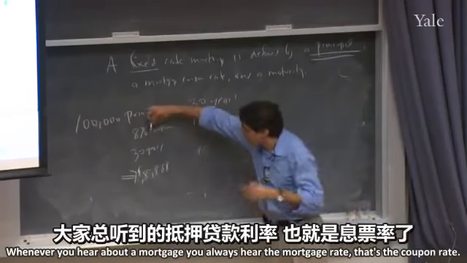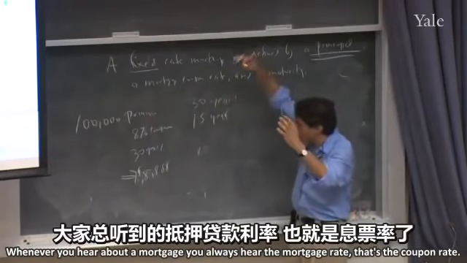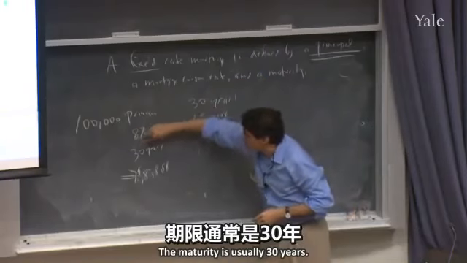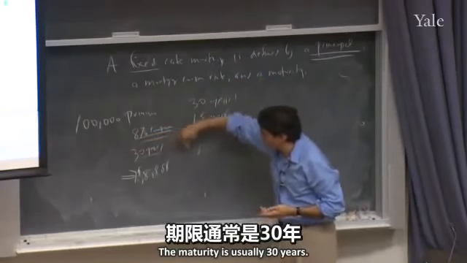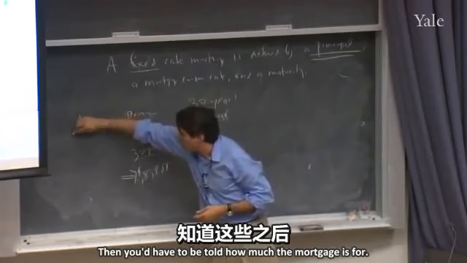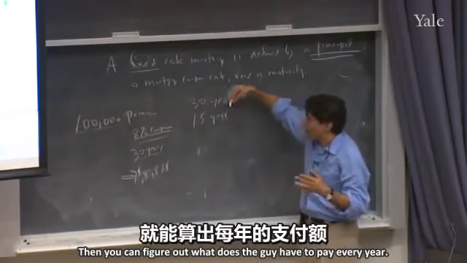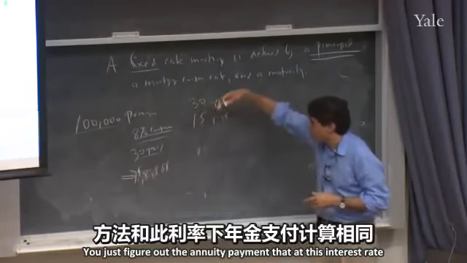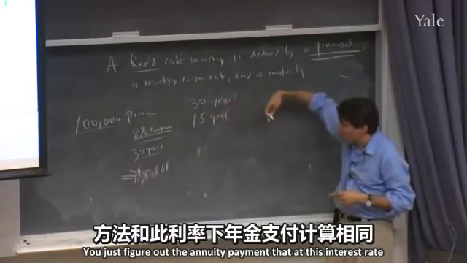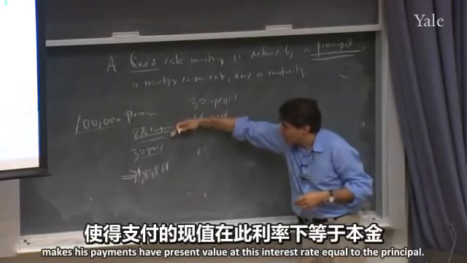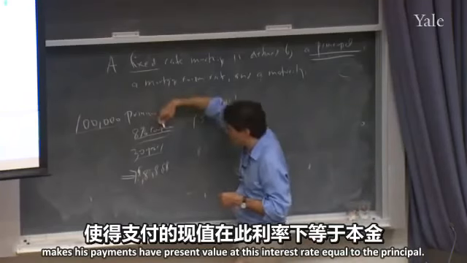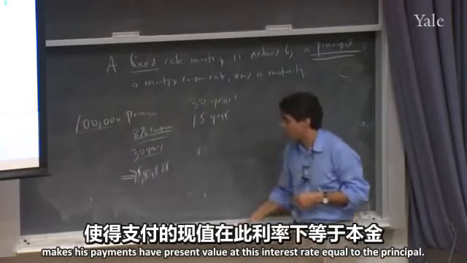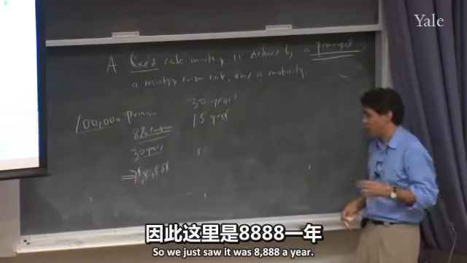Whenever you hear about a mortgage, you always hear the mortgage rate. That's the coupon rate. The maturity is usually 30 years. Then you'd have to be told how much the mortgage is for. Then you can figure out what the guy has to pay every year: you figure out the annuity payment that, at this interest rate, makes the present value of his payments equal to the principal. So he saw his $8,888 a year.